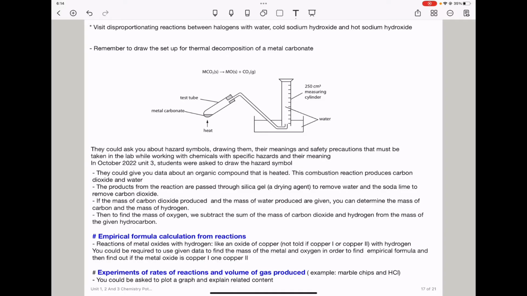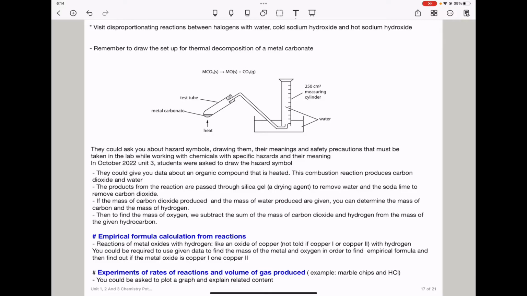They could also ask you to draw the setup for this experiment. Remember the metal is going to be inside a specific tube. Hydrogen gas is going to be passed into that tube, and then you're going to heat the metal as the hydrogen gas passes over the metal. And then towards the exit on the other side, the hydrogen gas has to be burnt off so that it does not accumulate in the lab.